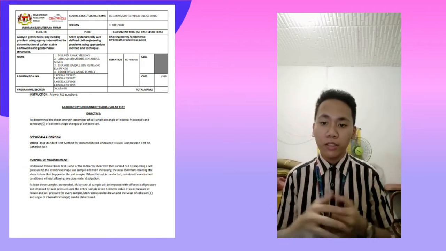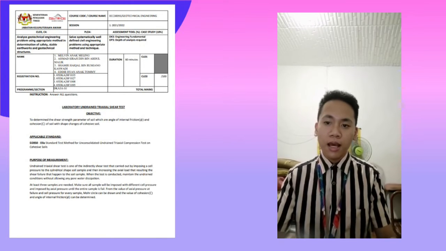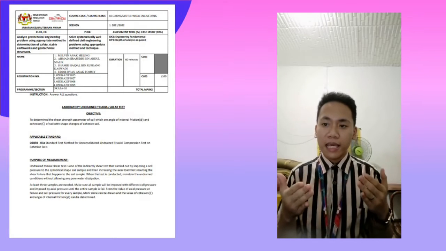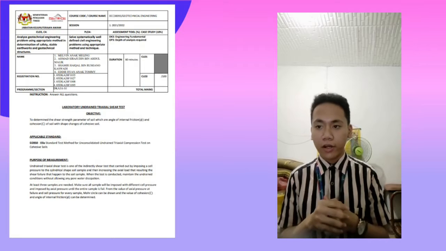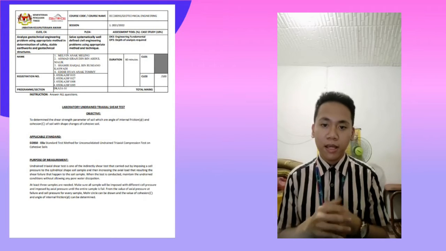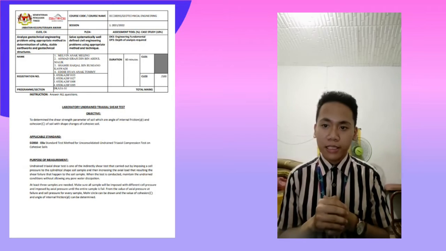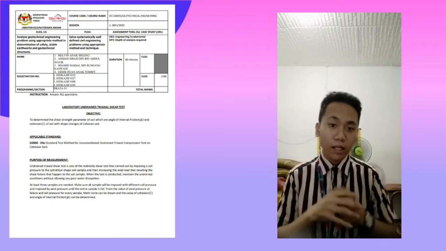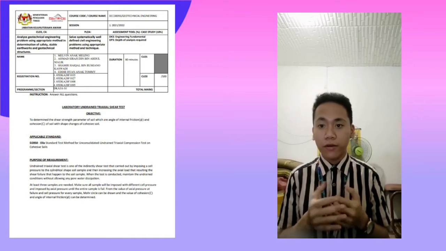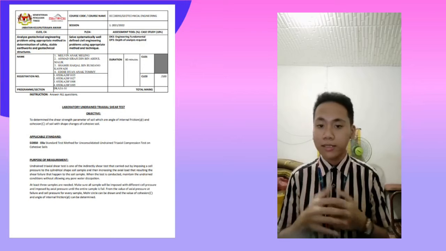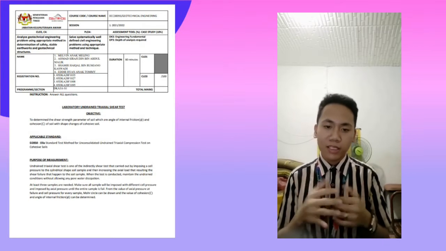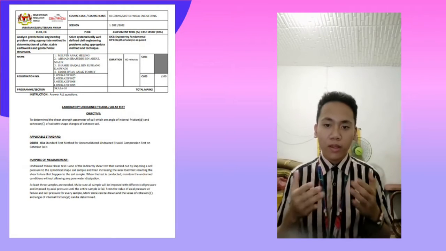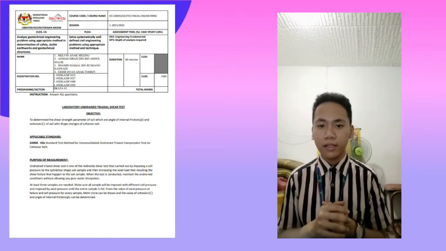Okay, for the purpose of measurement, the undrained triaxial shear test is one of the indirect shear tests carried out by imposing a cell pressure on the cylindrical shaped soil sample and then increasing the axial load, resulting in the shear failure of the soil sample. When the test is conducted, maintain undrained conditions without allowing any pore water dissipation.